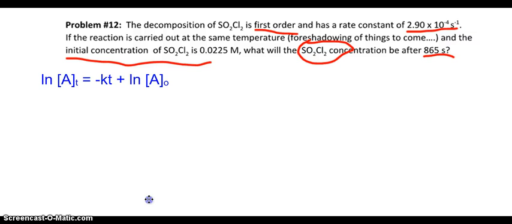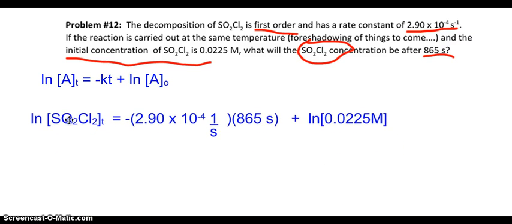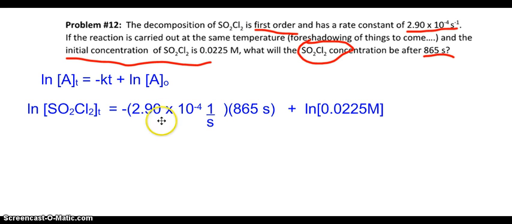All right, hopefully you got it. Let's plug in the values here. Our constant is 2.9 times 10 to the negative fourth, but notice I put the negative out in front. Don't lose that negative, very important. We have 865 seconds. And what can we do with these seconds? Notice that we can cancel them out. And then we have the natural log of our initial amount, 0.0225 molar.